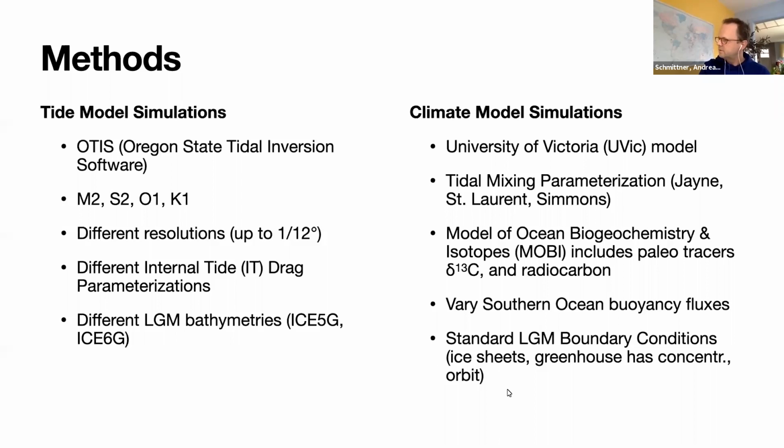And in terms of LGM boundary conditions in the model, those are pretty standard. So we put ice sheets over North America and Northern Europe. We lower our greenhouse gas concentrations, and then we change the orbit as well.